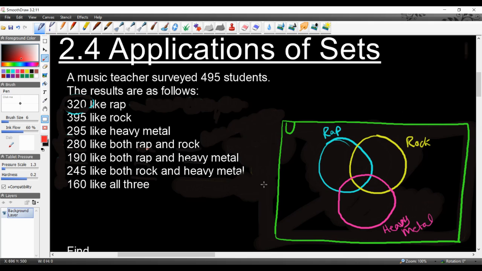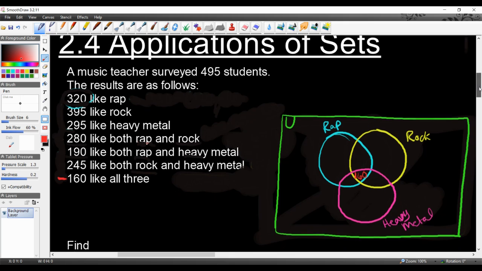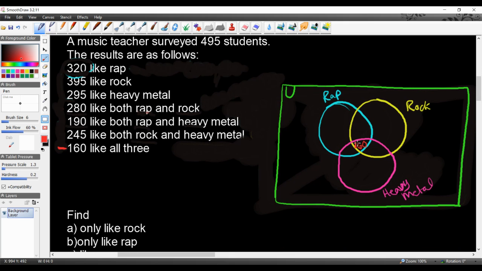So we're going to go ahead and use Venn diagrams for this one. For these types of problems, I recommend you start at the bottom. It tells us that 160 students like all three types of music. So that's going to be right in the middle. Right here in the middle, 160. This is where all three of my circles intersect. I'm going to move it up just a little bit. And this represents the area where students like all three, okay?